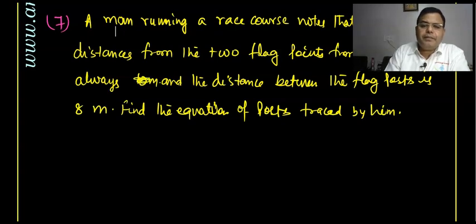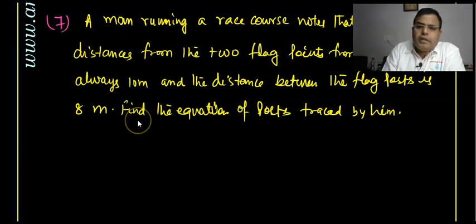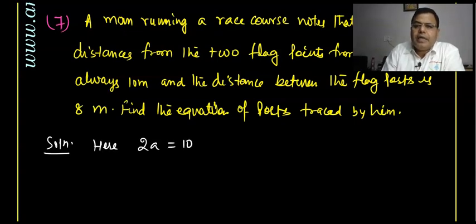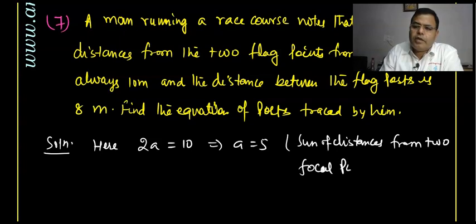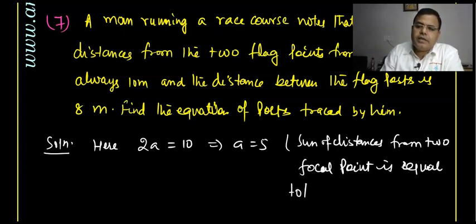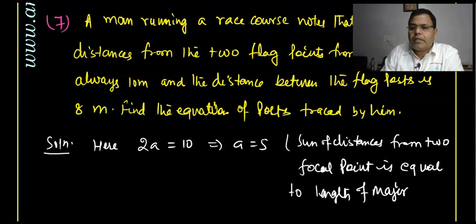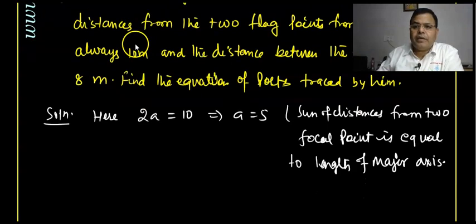Clearly, what is given? Solution. The sum of the distances from the two foci is always 2a. So here 2a is 10, given. That is equal to the length of the major axis. So a is equal to 5. The sum of distances from the two focal points is equal to the length of the major axis, so 2a is 10 and a is equal to 5. I hope you got it.